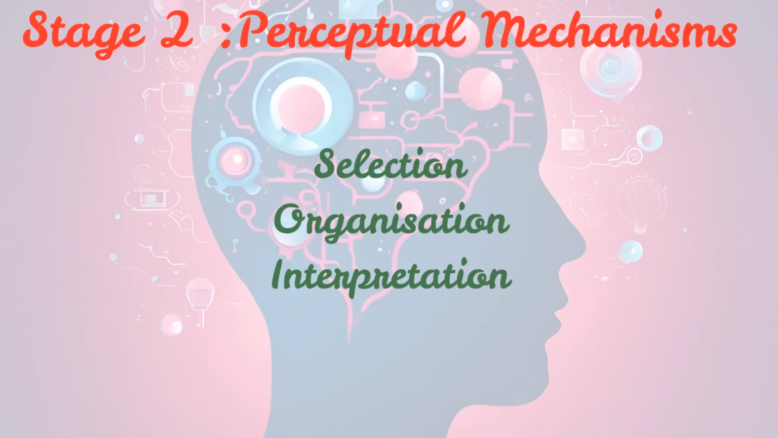Ever looked at the sky and saw a rabbit in the clouds, but your friend saw a dragon? That's selective perception. Our brain chooses what we focus on based on personal experiences.